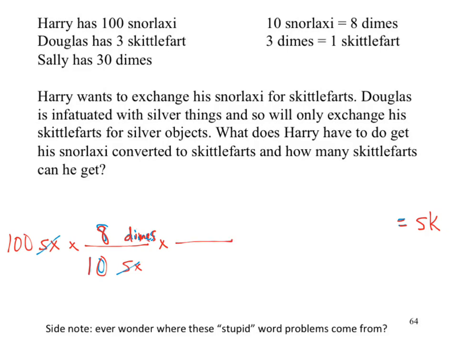What unit am I now in? Dimes. Do I want dimes in my final answer? No. So what do I have to do? It needs to be in the denominator so that it can cancel. What do I want to convert to? Skittle Farts, labeled as SK. Do I have a conversion factor between dimes and Skittle Farts? One Skittle Fart is 3 dimes. What is my unit now? Skittle Farts. Now I can punch it into my calculator and I end up with my answer.